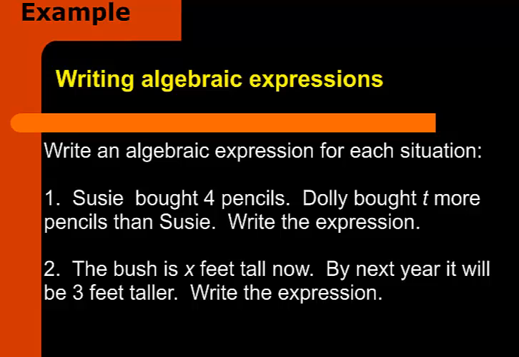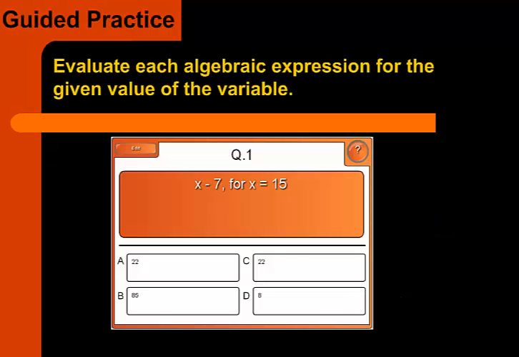I would like you to try these two in writing expressions. Put them into your notes. They give you the letter, so you need to use that one. Dolly bought T more, so you have to use T for number 1. And number 2, you're going to use X. Pause the video now and do that and bring it back to class.